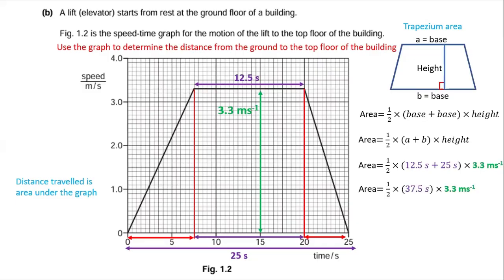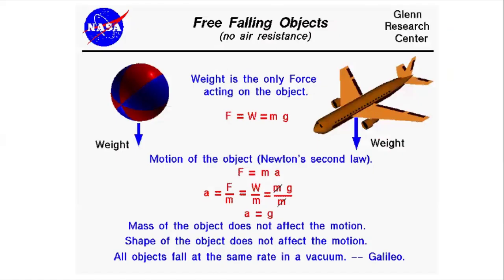So we can get the sum of 12.5 plus 25, which is 37.5 seconds. So half into 37.5 seconds into 3.3. So we will get half into 123.75 meters. So the area is 61.875 meters, which is around 62 meters. So the answer is 62 meters.